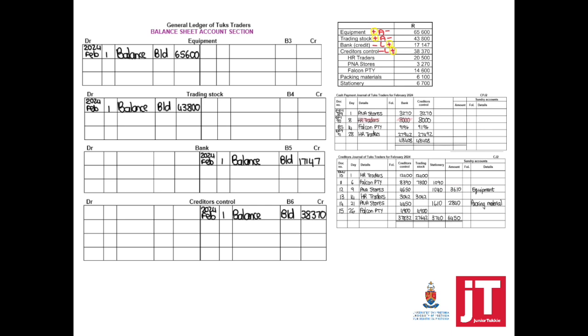Our next step is to post from the journals. Posting from the cash payment journal. Bank will always be credited and the rest will be debited.